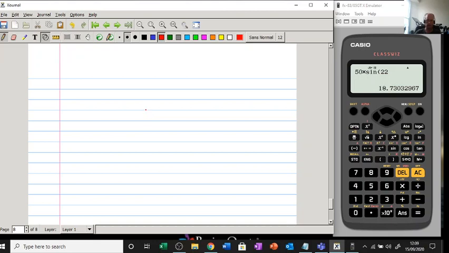So here's my, is it going to work? Nope. Edit, undo. Here's my block. It's a block.